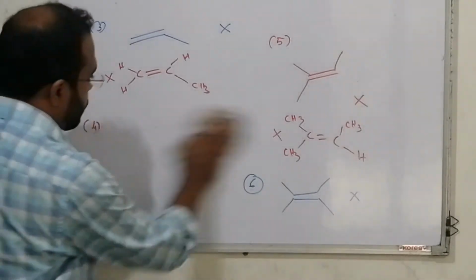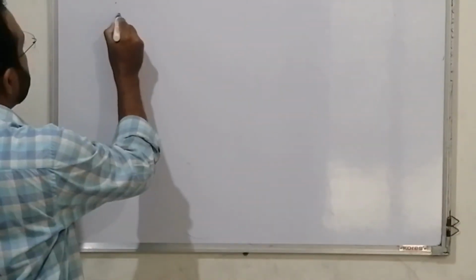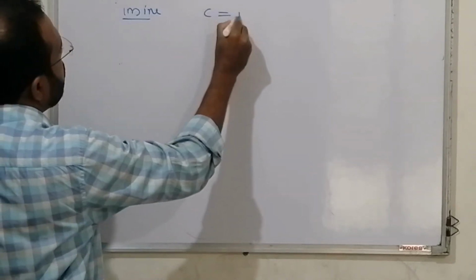Now, next. Second is imines, that is carbon double bond nitrogen.